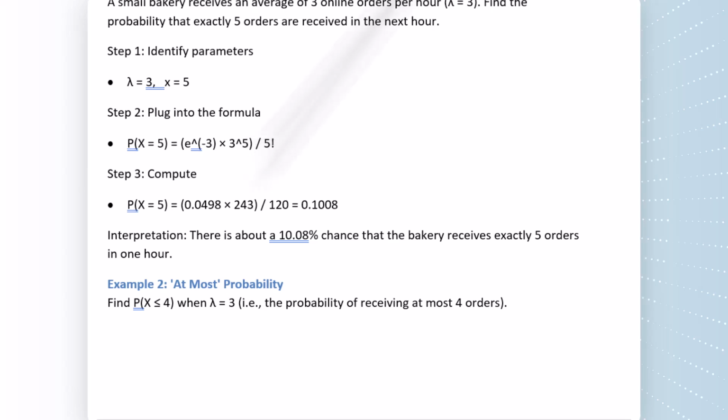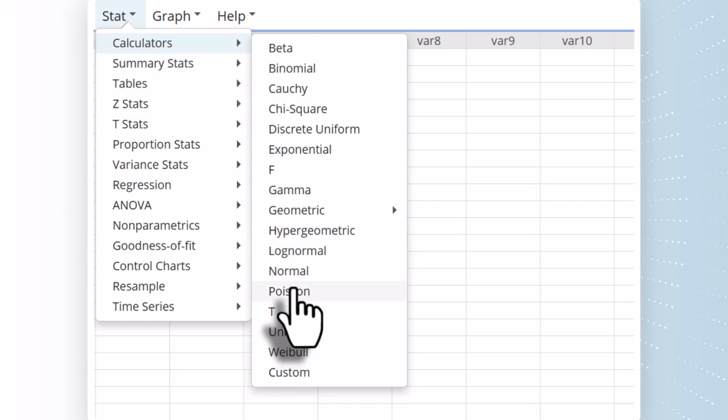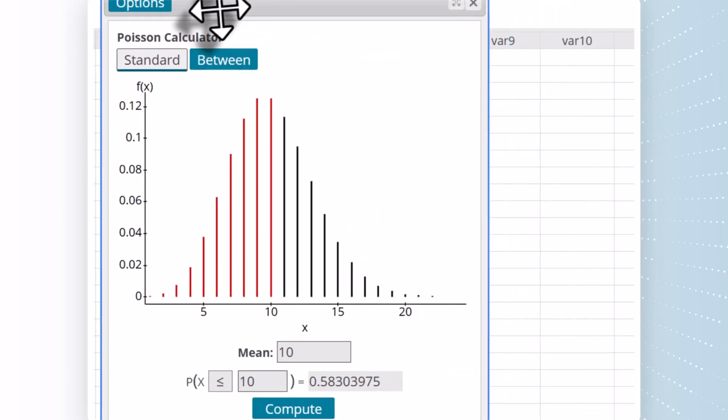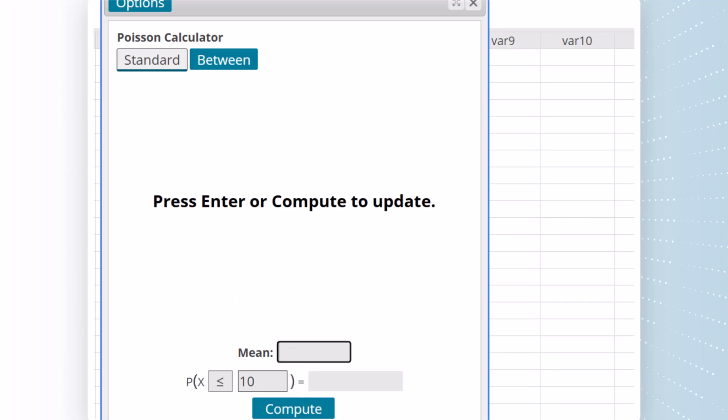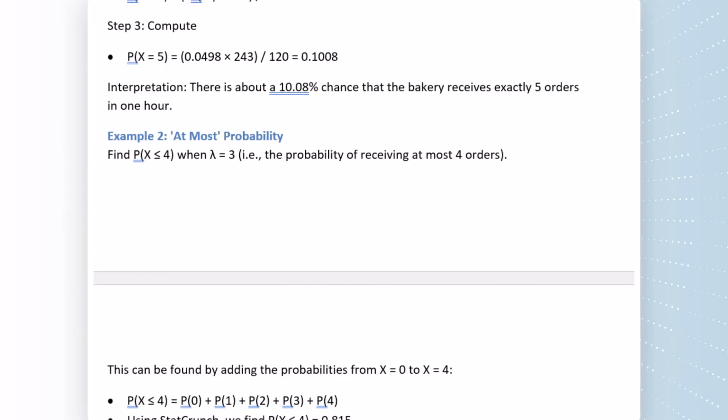So let's go to StatCrunch. So we're in StatCrunch. You go to Stat, Calculators, Poisson. Okay, that's the calculator. Mean is lambda, and lambda is given to us to be 3 here, so just put 3. And what does he want? He wants the probability of x exactly 5, so just change this one to equal to 5. And here you go, we get the same answer, 0.1008, and it's highlighted. So the interpretation: there's about a 10% chance that the bakery receives exactly 5 orders in 1 hour.